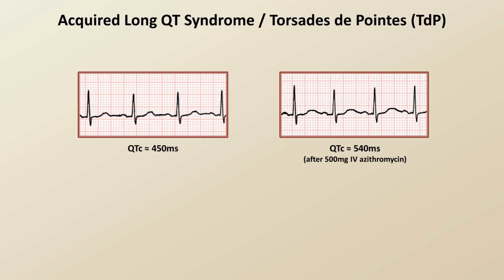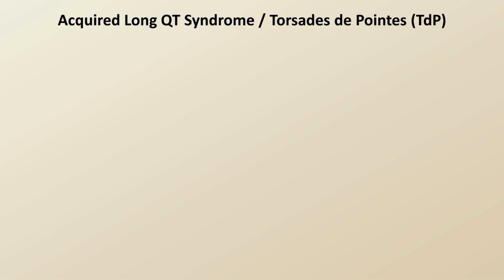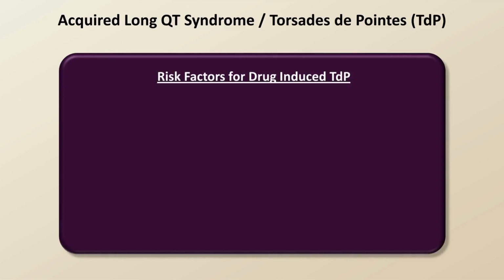The most common drugs to cause this include macrolides, such as erythromycin and azithromycin, and quinolones. In addition to the choice of antibiotic, there are other specific risk factors for developing drug-induced torsade as a consequence of a prolonged QT interval.